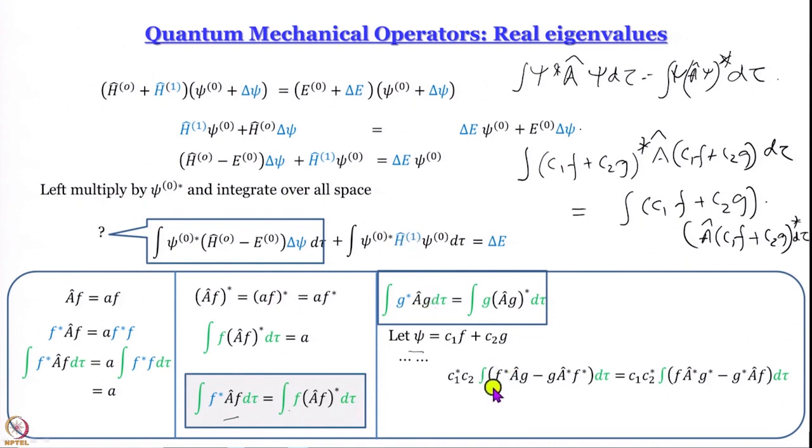C1 star C2 multiplied by integral of f star a hat g minus g a star f star d tau is equal to C1 C2 star multiplied by integral f a hat star minus g star a hat f integrated over all space. Okay. Now, see we are almost there. Look at this integral, instead of psi 0 I will write f, instead of delta psi I will write g, integral f star a hat g, f star a hat g.